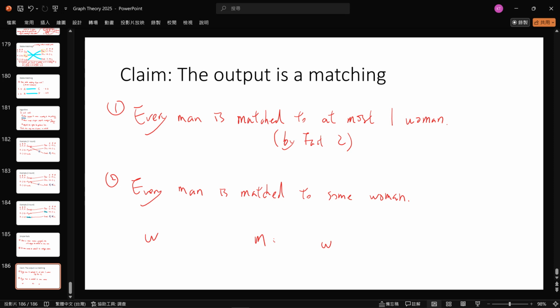Yeah, but perhaps M has already made a proposal to W, and W rejected M, so W is removed from the preference list. But is it possible? So now this is the question. Is it possible that M has already proposed to W, and W rejected M, so that W is no longer in M's preference list?